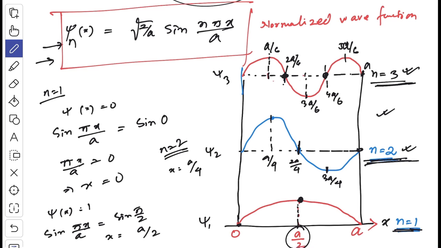So now this is all about the asymmetric 1D box. In the next video we're going to discuss the symmetric 1D box, the symmetric infinite square well potential. So that's enough for today.